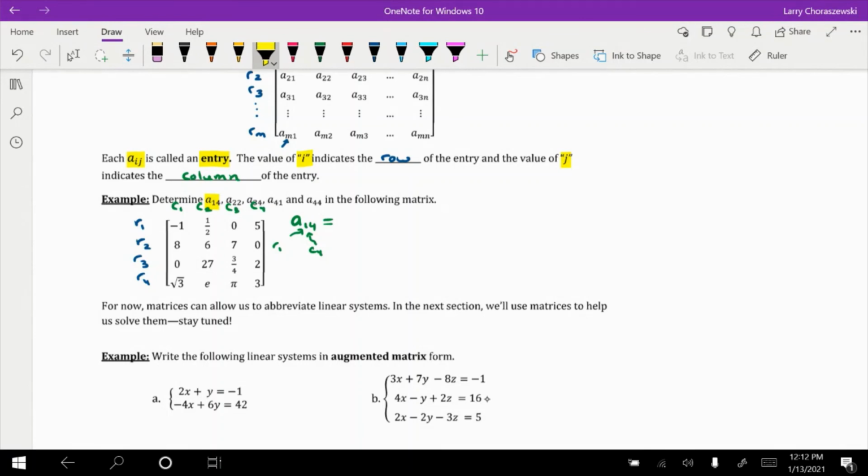So we want to be in row 1 while at the same time looking in column 4. And the common number that's in both those at the same time is 5. So A sub 1, 4 would be the number 5. Does that make sense? Let's do A sub 2, 2. Okay, so we want to be in row 2, column 2. And where they meet up is at the entry 6.